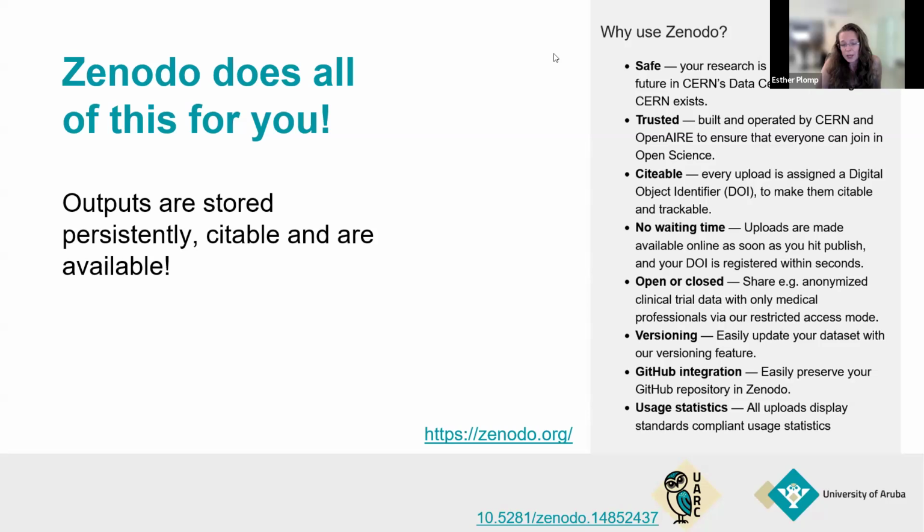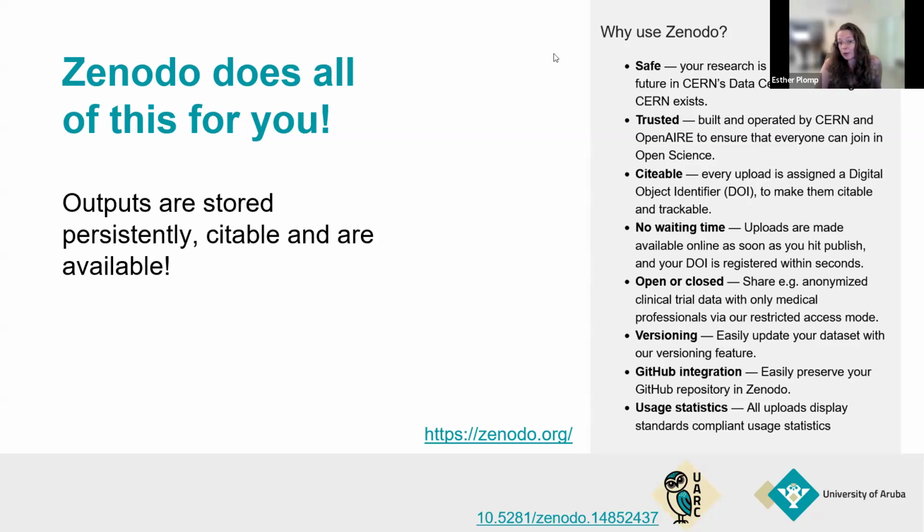It's trusted. Again, citable. Every upload is assigned this digital object identifier that I talked about in one of the first slides. So everything is citable, trackable. There is no waiting time. So you can make an upload as soon as you hit publish, and then your DOI is available within seconds. Sometimes it takes a little bit longer, but generally this is almost instant.